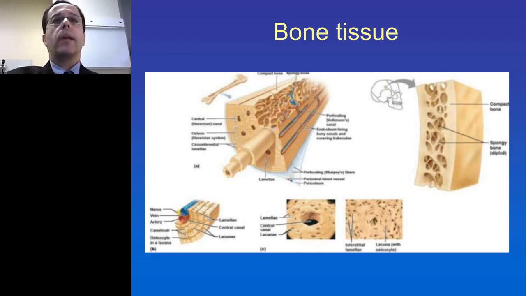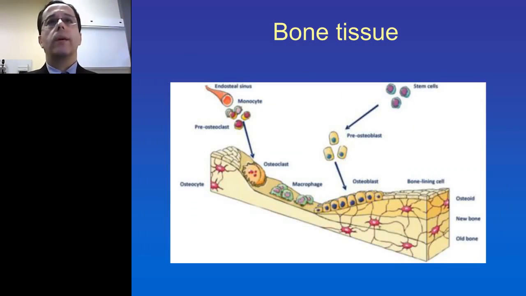At the microscopic level, bone tissue only has a limited number of cells, including osteoblasts that lay down bone matrix and calcify bone, osteocytes that are important in maintaining bone, and osteoclasts that resorb bone. So there is continuously a cycle of bone remodeling taking place.